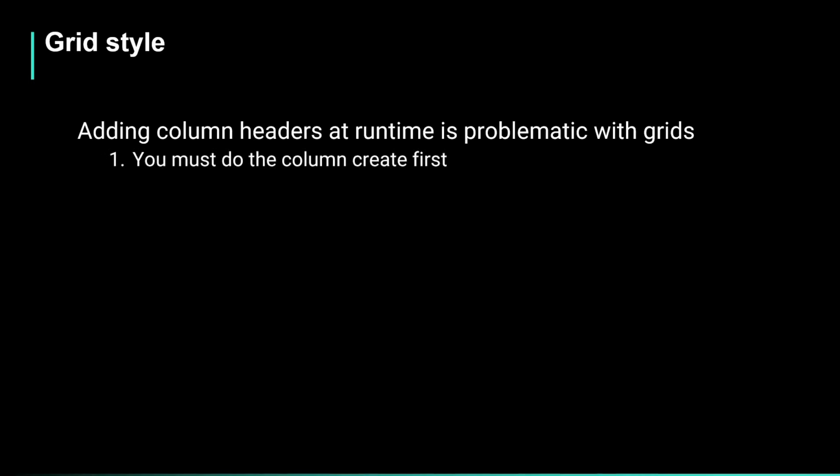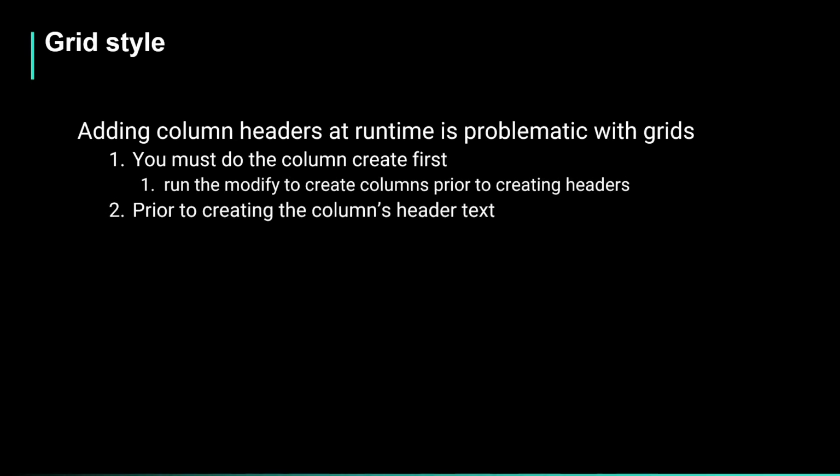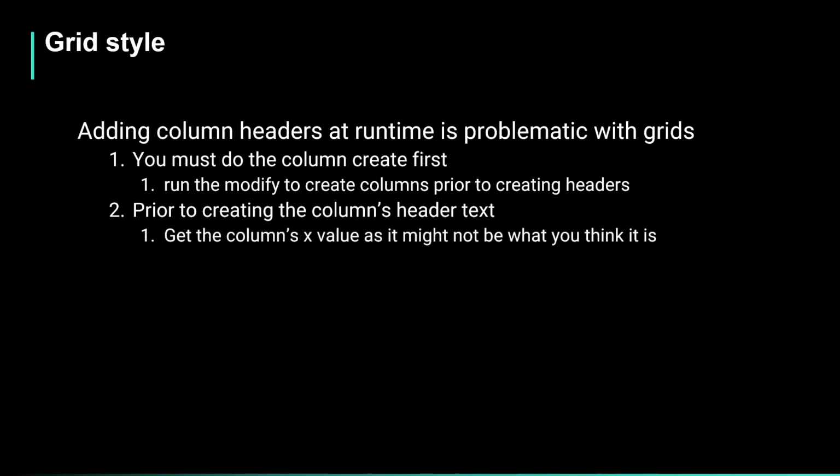So the steps are to create the column first, as we showed. Then once you do that, and this part I did not show in the demo, you also want to do a create text for your header label. And what we've found is it's pretty easy to do if you do the create first for the column, and then get the column's X value via describe, as opposed to assuming you know where it is, because a lot of times it isn't.